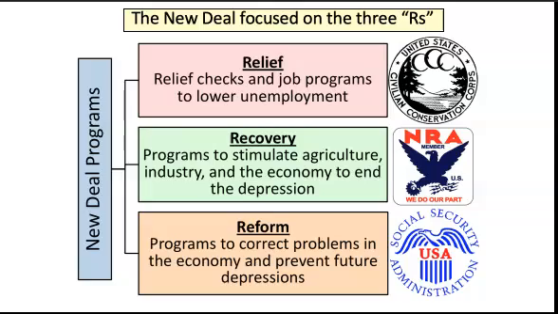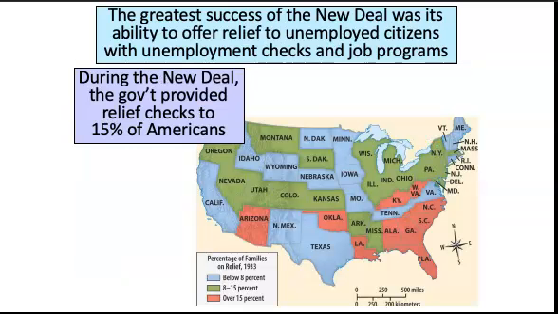Now, recovery were items that tried to stimulate the economy, stimulate agriculture, industry, more long-term goals, things that aren't going to help right now, but maybe help a broad sector of the economy. So relief is more individual people, recovery is more the economy as a whole or sectors of the economy. And reform tried to correct problems of the economy and prevent future depressions, especially related to the financial sector and the banking sector.